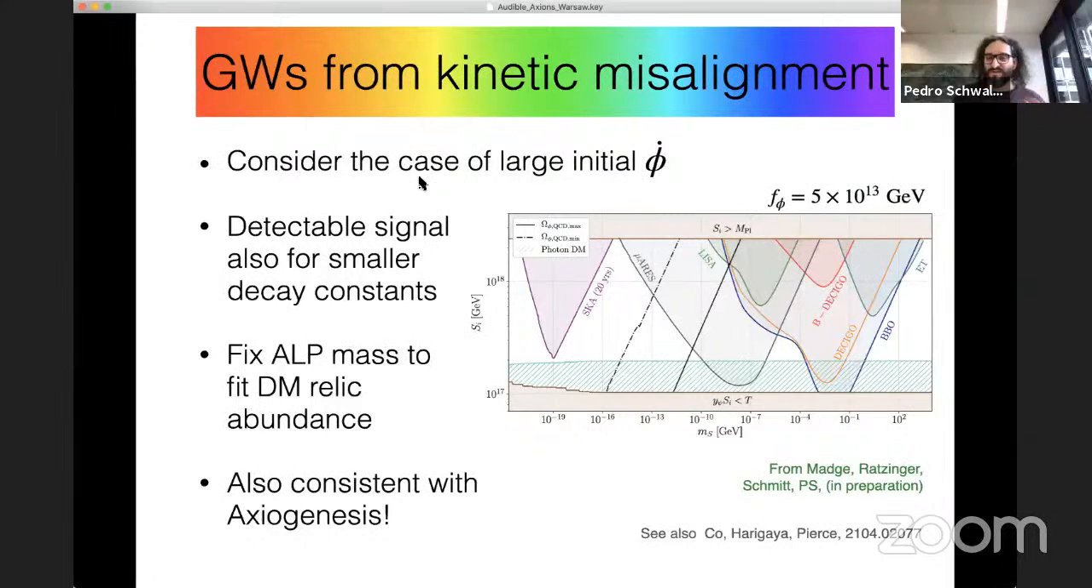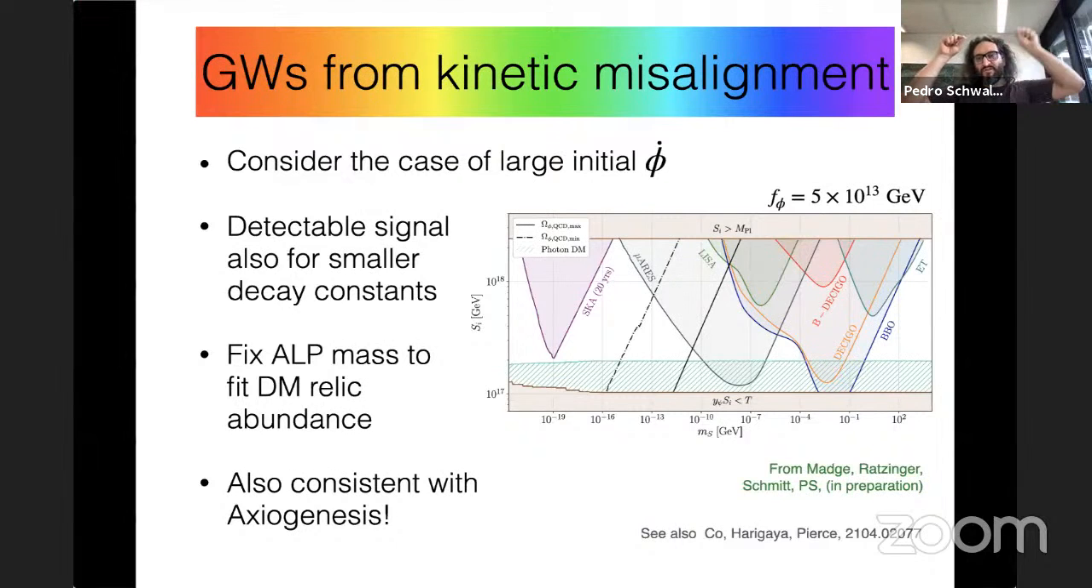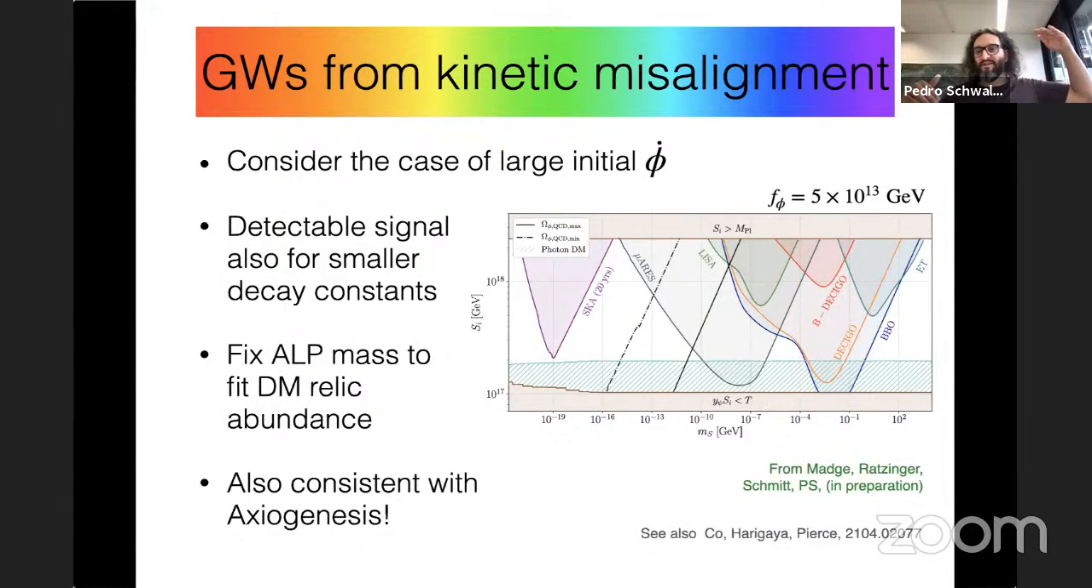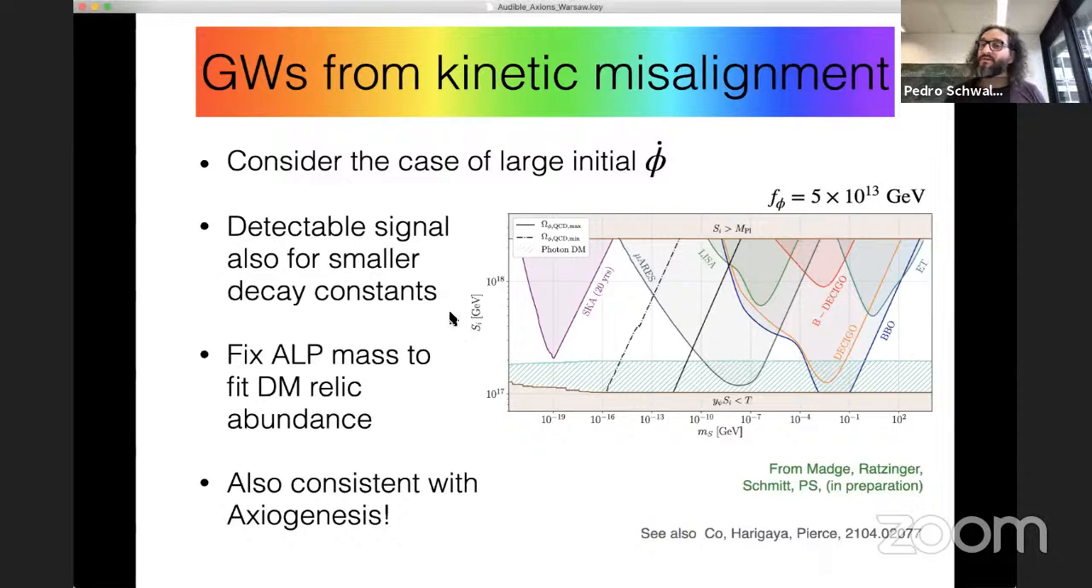Another thing we have been investigating recently, and are currently preparing for publication, is the question: what if we don't use the potential energy of the initially displaced axion, but instead we start the dynamics with a large kinetic energy, so a large phi dot. That of course means we don't need these very large decay constants, because we can just instead put a lot of kinetic energy in the field. And in that case, we can get a detectable gravitational wave signal from this axion dark photon system, also for much smaller decay constants.